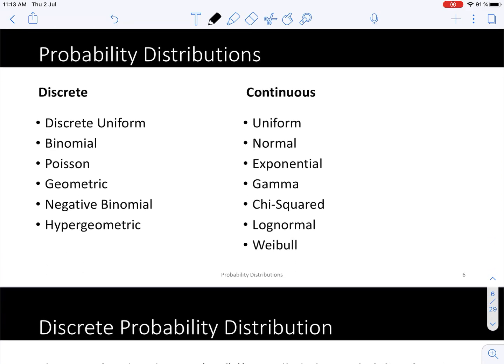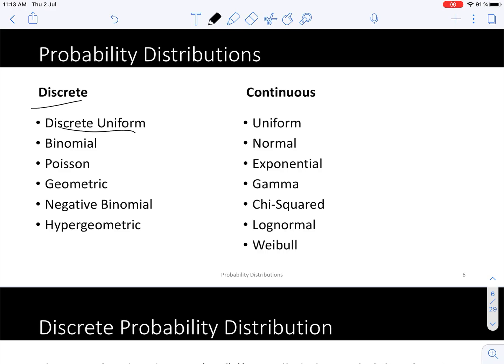We will have some specific probability distributions. So even though in this first video we will go over the general concepts of discrete probability distributions, there are some specific probability distributions that will be applied and they have different applications. So in the case of the discrete, we will cover later discrete uniform, the binomial probability distribution, which is very popular, Poisson, geometric, negative binomial, and hypergeometric.